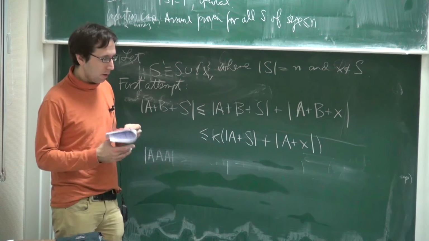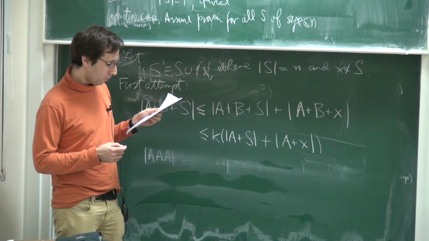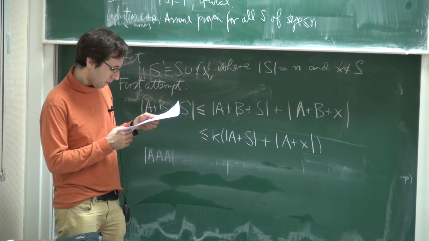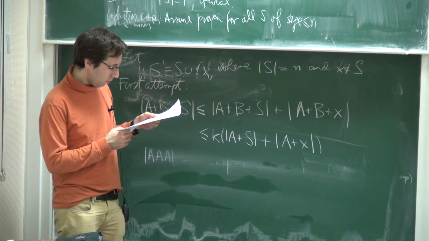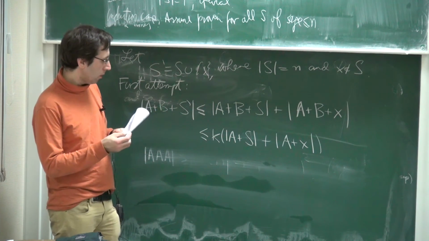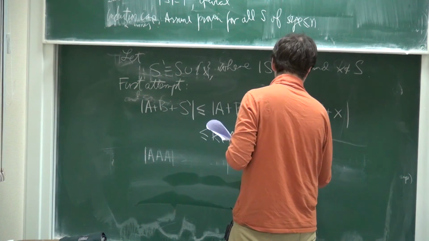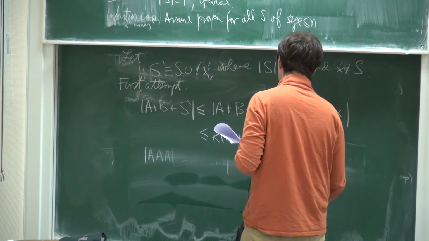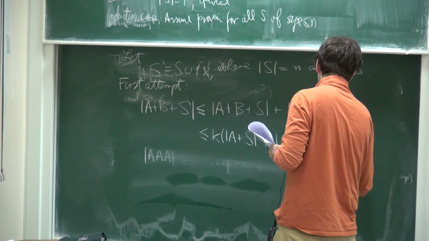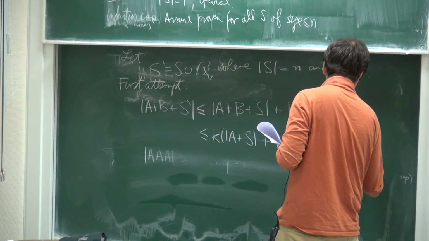So we are here, but then we are a bit stuck, because we would like to conclude that this is at most A plus S union X. So it looks like we're almost done, right?